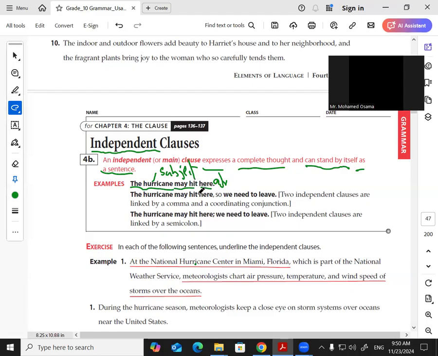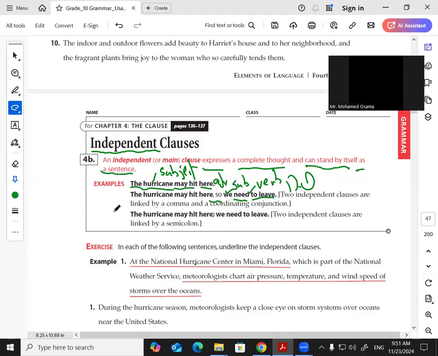Also, we can see two independent clauses together, linked together. How? We can say the hurricane may hit here, comma, so we need to leave. We is the subject. Need is the verb. And to leave is the infinitive that acts as a direct object. Great. So we need to leave. We need to leave is a complete sentence, or an independent clause, that can stand alone.